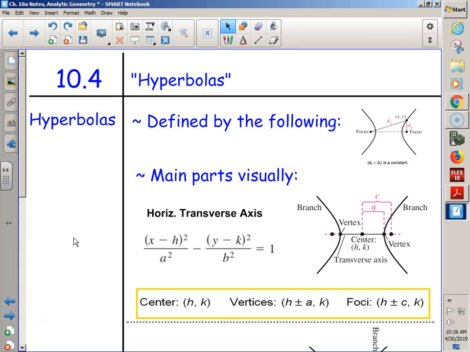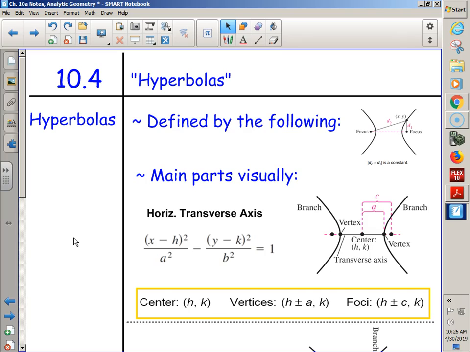But if you notice, as soon as you write that center, vertices, foci, I think this is similar to 10.3 in lots of ways. Even look at the equation. How close is that equation to ellipses? So close, except for one little thing: the minus instead of the plus in between. So maybe if we can just get the shape down and its pieces down. So instead of a squared minus b squared, it's going to be a squared plus b squared.